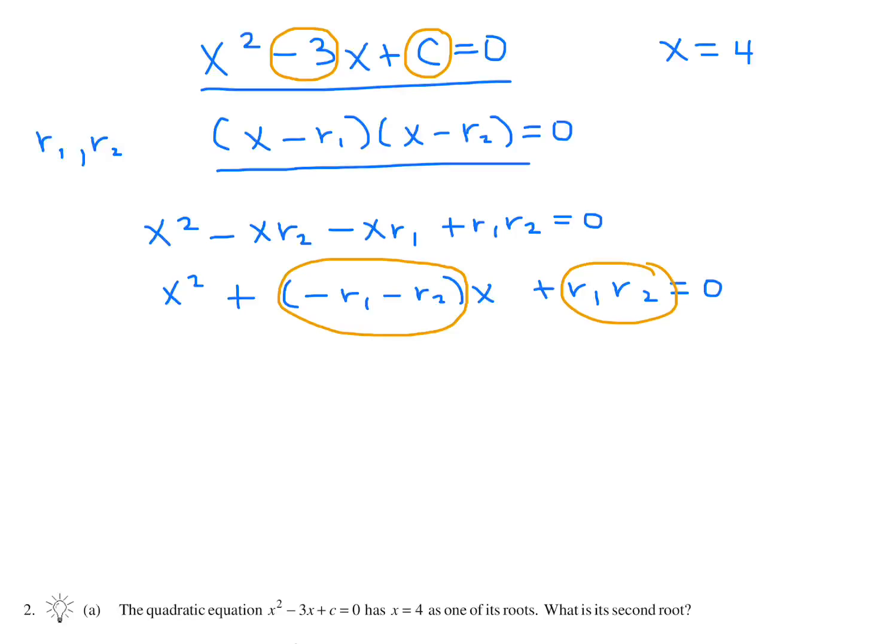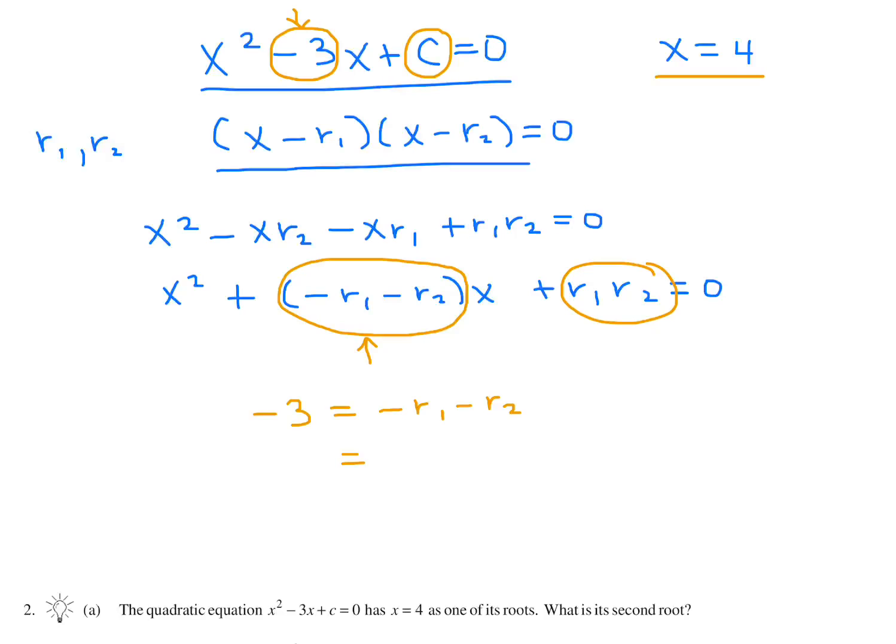and the c has to basically match r1 r2, like that. So we can proceed in two ways, but I'll just proceed by setting the minus 3 equal to this. I think that should be sufficient. So that means that minus 3 is equal to minus r1 minus r2, like that.